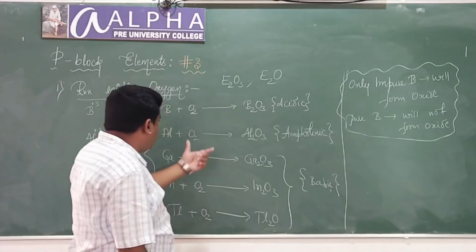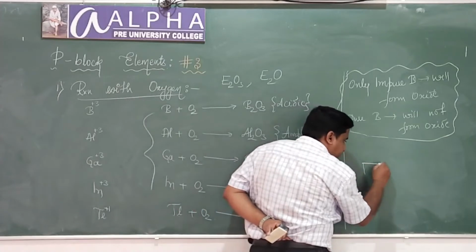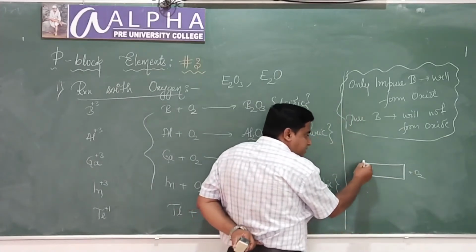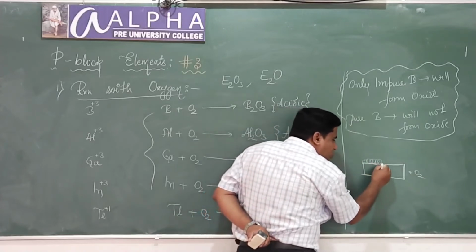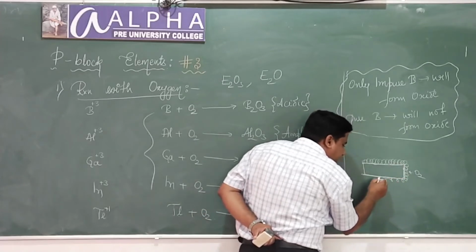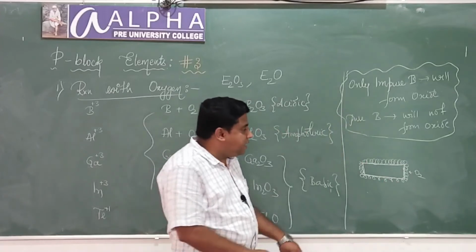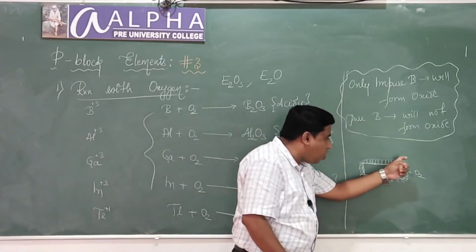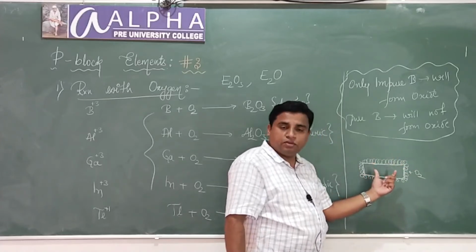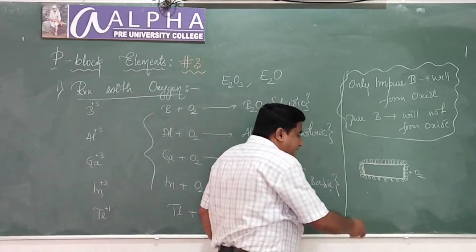And how about aluminium oxide? See, when aluminium metal reacts with oxygen, yes, it forms a layer of aluminium oxide. This layer of aluminium oxide prevents further oxidation of aluminium. This layer of aluminium oxide is what we call passive nature.